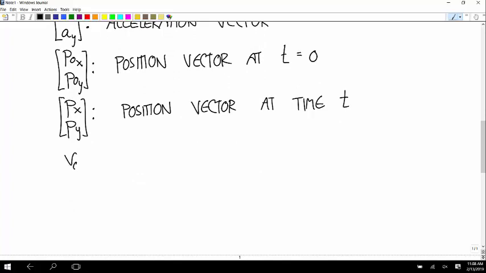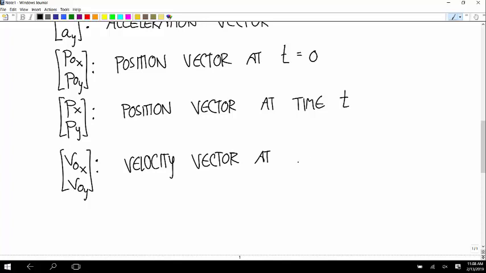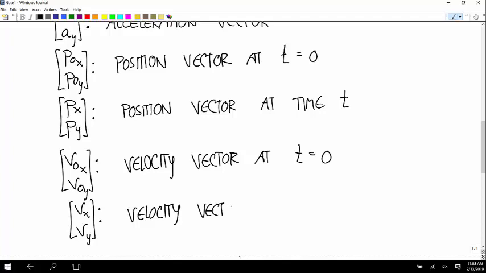Then we have V0x and V0y. And that's the velocity vector at time equals 0. And then the last one is Vx and Vy. And that's the velocity vector at time t.